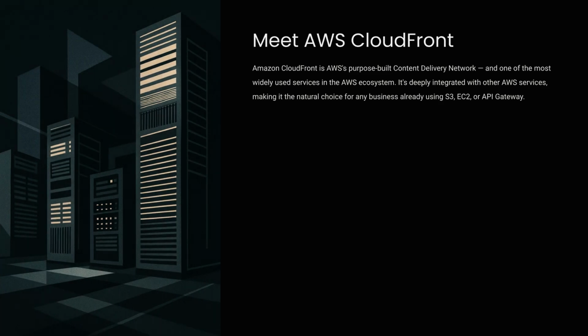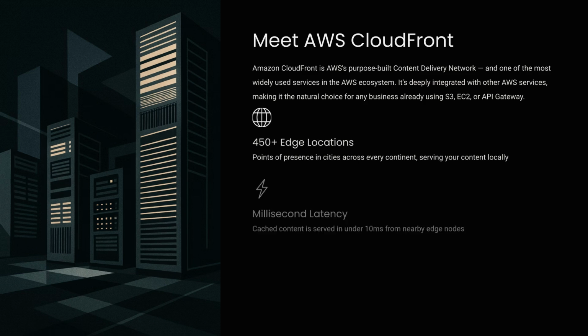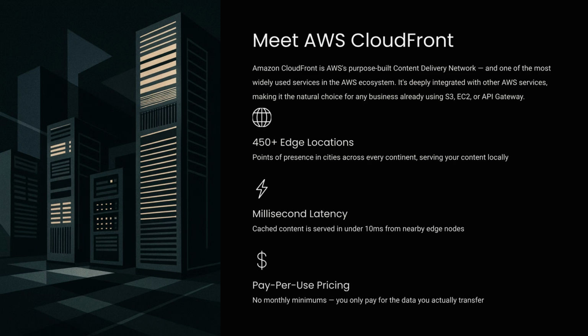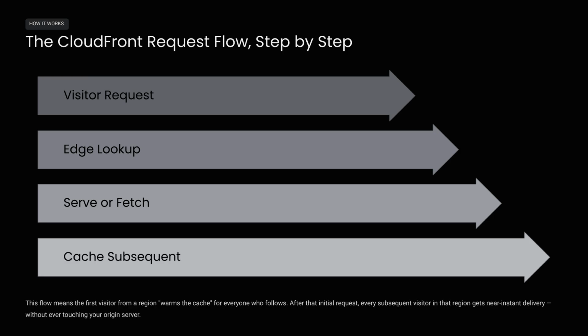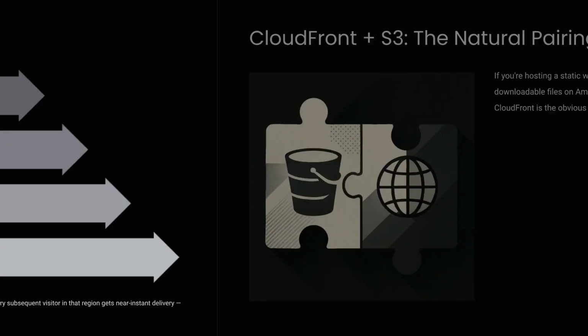AWS CloudFront is a purpose-built CDN. It features over 450 edge locations for local content serving and millisecond latency, with cached content served in under 10 ms. Plus, it offers pay-per-use pricing with no monthly minimums. The CloudFront request flow starts with a visitor request, followed by an edge lookup to find the nearest location. The content is then either served from the cache or fetched from the origin, ensuring subsequent requests are served instantly.